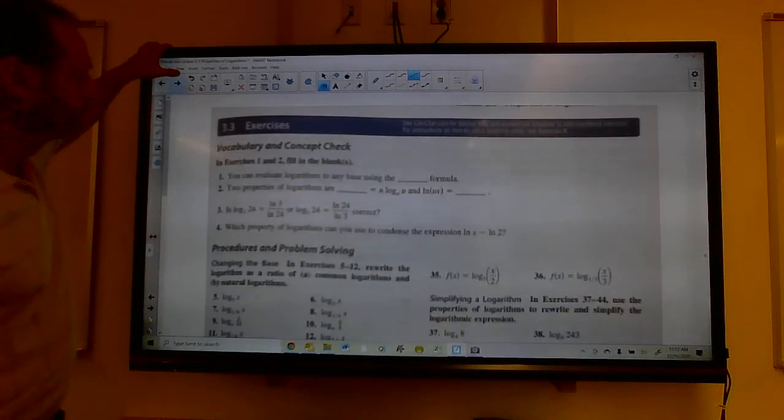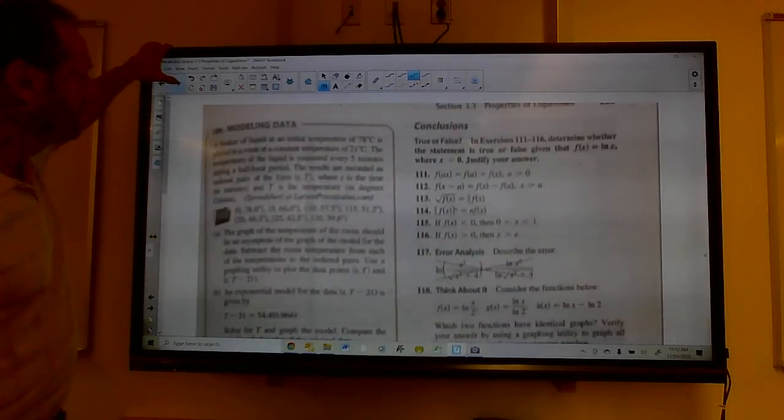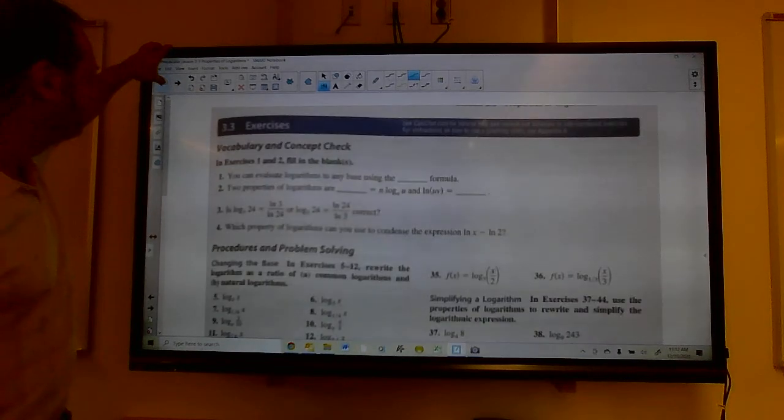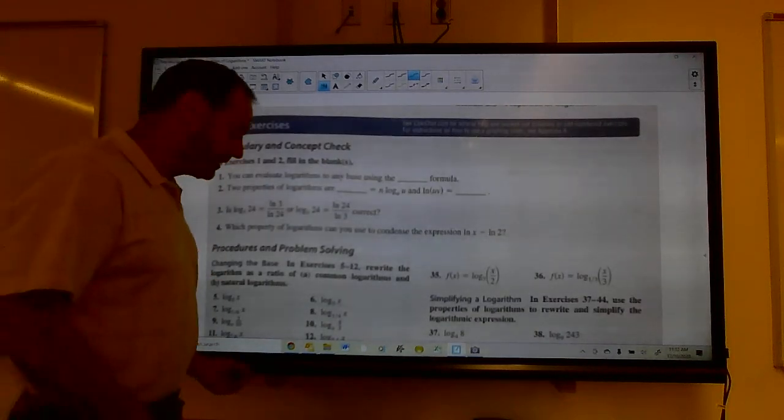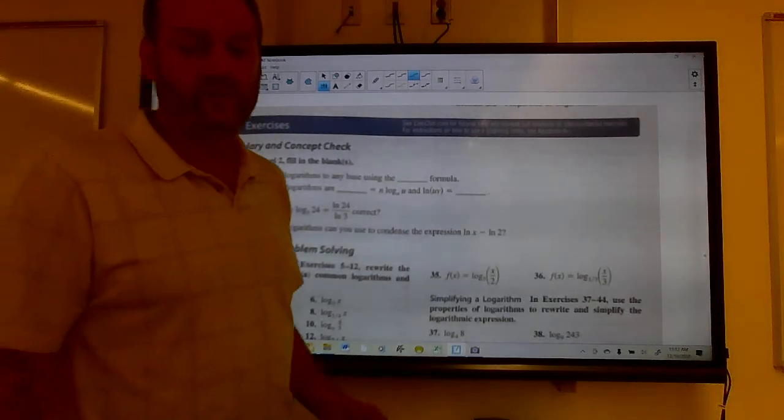Okay. So here's your assignment. And there's a couple pages. They're not super clear, so I posted the actual photos in Google Classroom for you. So have a great day.